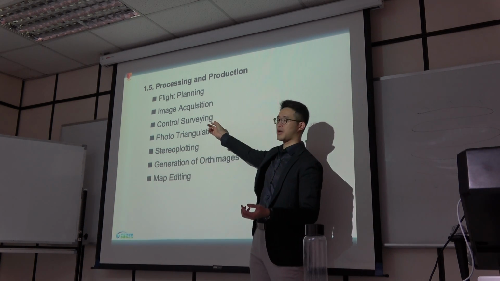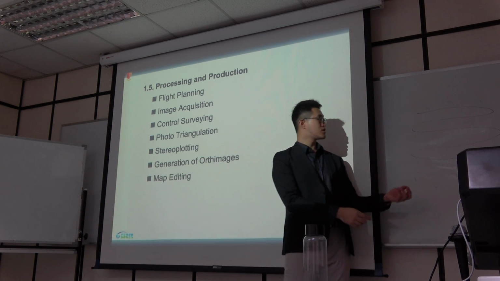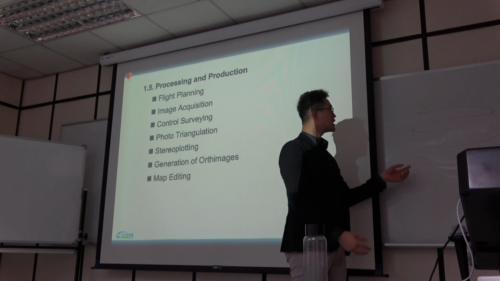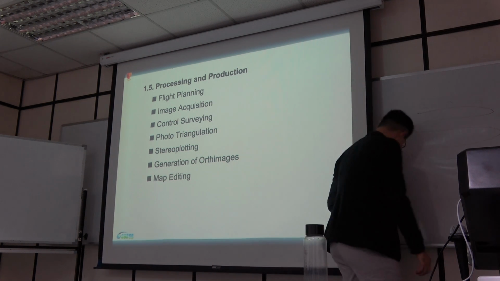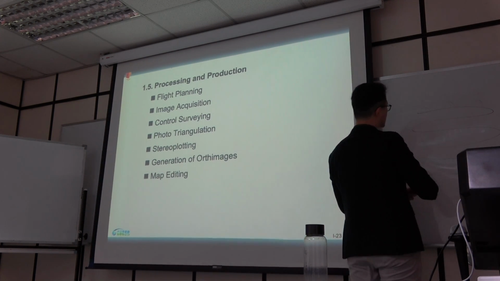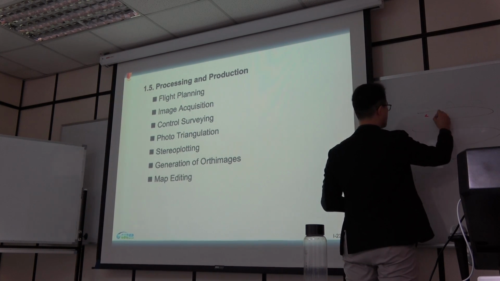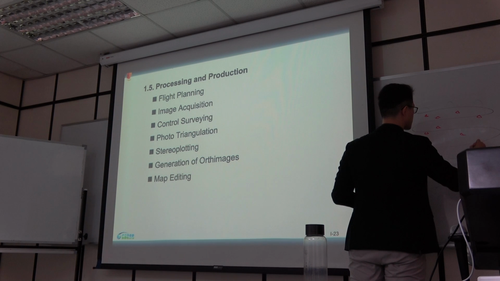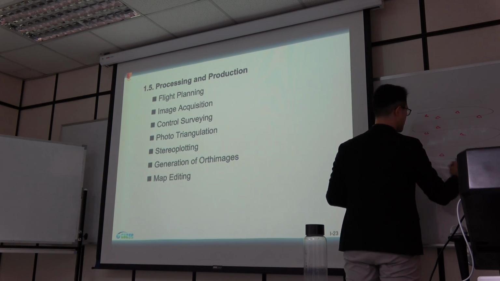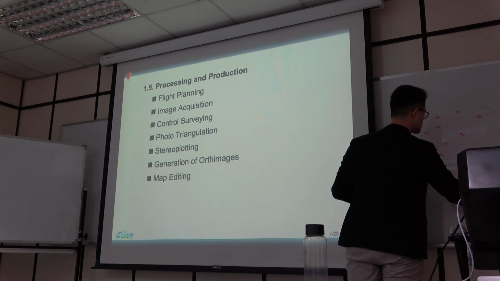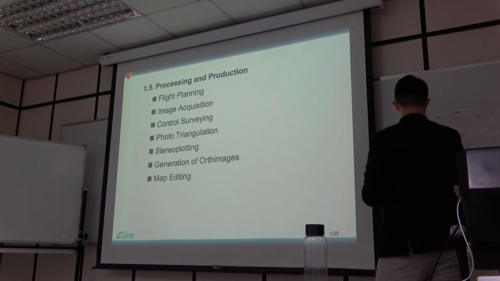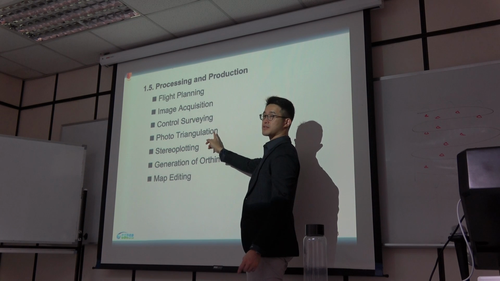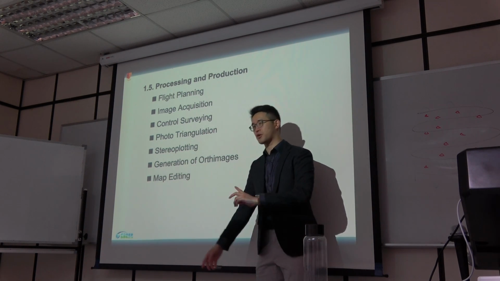We need the control survey. So we need to either use GPS or some ground surveying tools to measure some of the points over there in the AOI, area of interest. You need to measure some of the control points. With those control points, then you can perform the photo triangulation, 空中三角测量, that we talked about before.